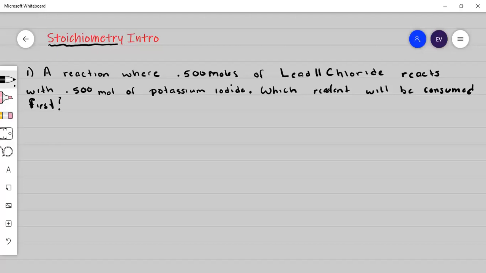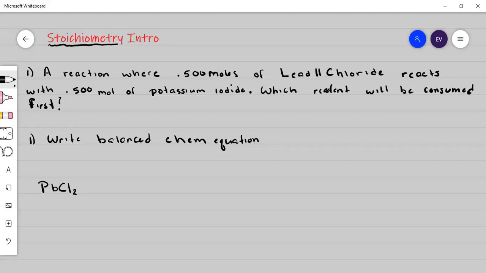First thing we've got to do is write a balanced chemical equation, right? Okay, so I'm going to translate lead(II) chloride into a compound. Now, if this looks familiar, it should, because this is the reaction that we did as an example of our reaction types. And then the other one is potassium iodide.